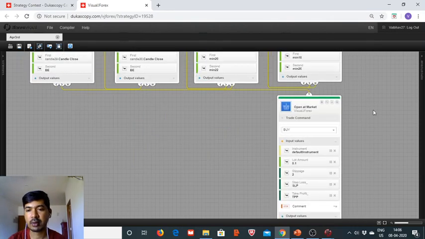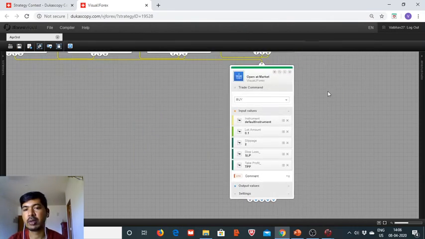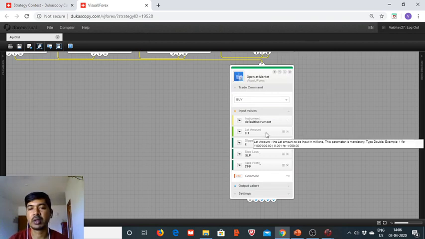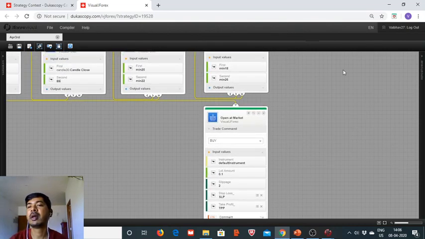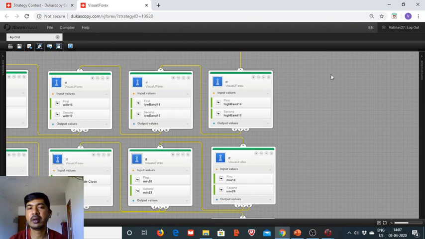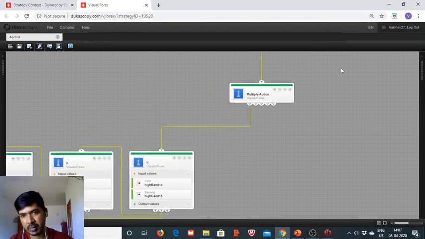And then we have this buy order which is going to be placed with 0.1 million in the lot size, and the slippage and the stop loss and target size as we have defined. Now let's get back to the business.